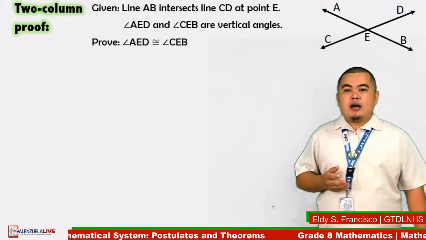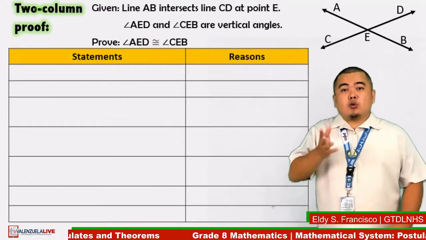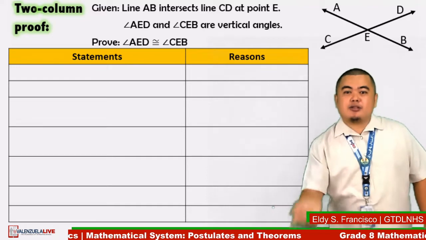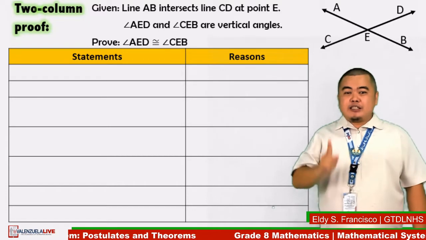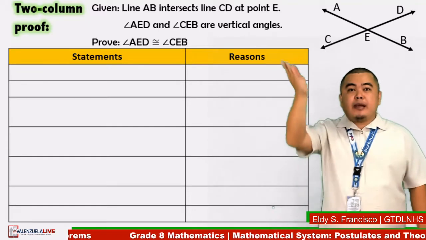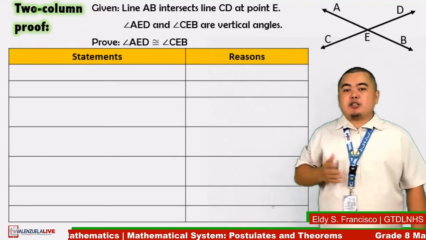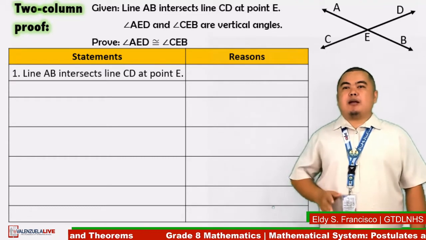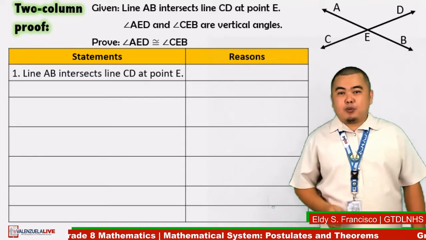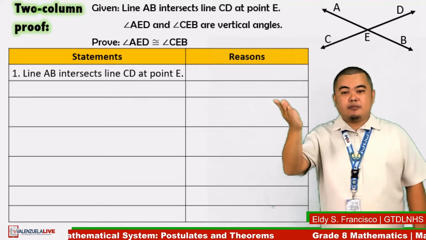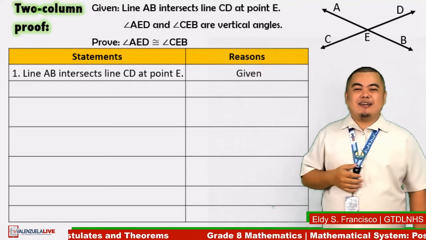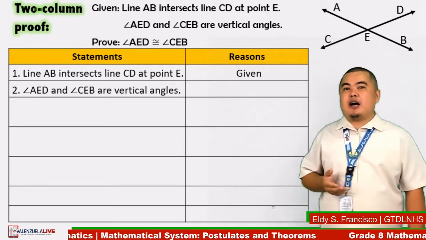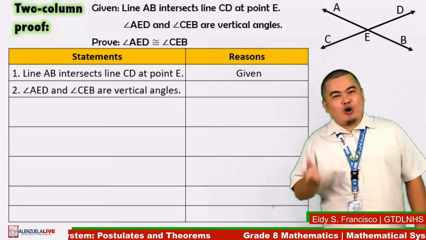So we need a table. First, make a table with two columns. The first column contains the statements, and the second contains the reasons. Then, for the first statement, you must look at either the given or the illustration. And for this situation, I will use the given as the first statement. Statement number one. Line AB intersects line CD at point E. And what is the reason? Yes, very good. That is given. And for the second statement, we are going to have angle AED and angle CEB are vertical angles. Reason? That's also a given.